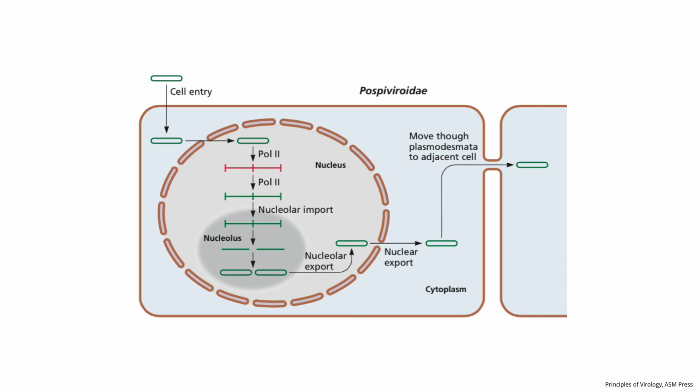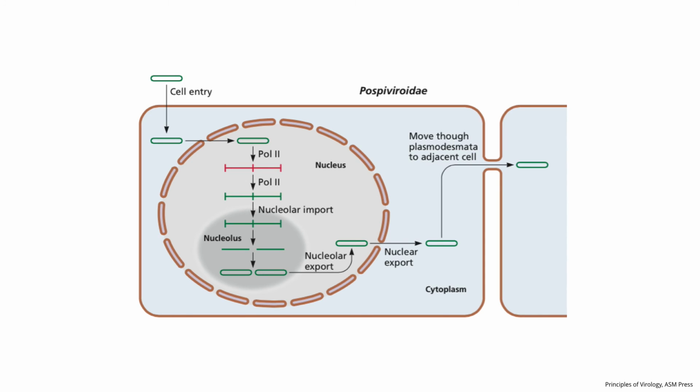Here's an example of the replication strategy of that group Pospiviroidae. These are the viroids that replicate in the cell nucleus. So this is a plant cell, a single plant cell, and then there's the second one next to it. And these RNAs get into the cell. We'll talk about how that happens, because this is not like a mammalian cell with a nice flexible lipid membrane. These are plant cells. They're really hard to get into.